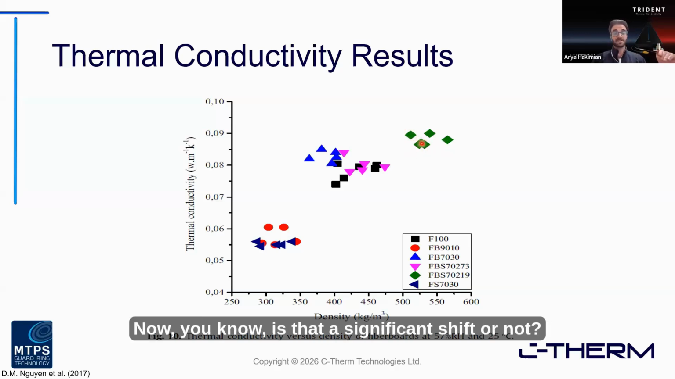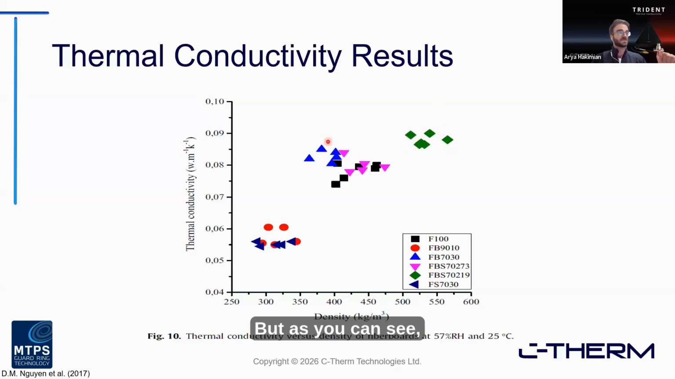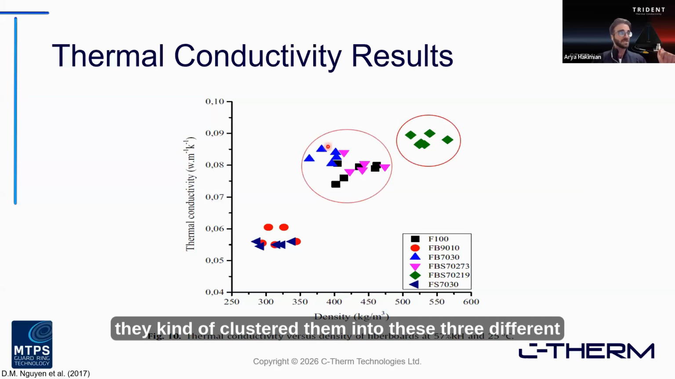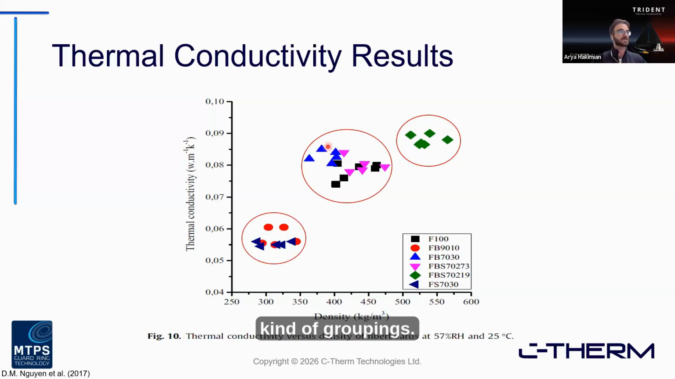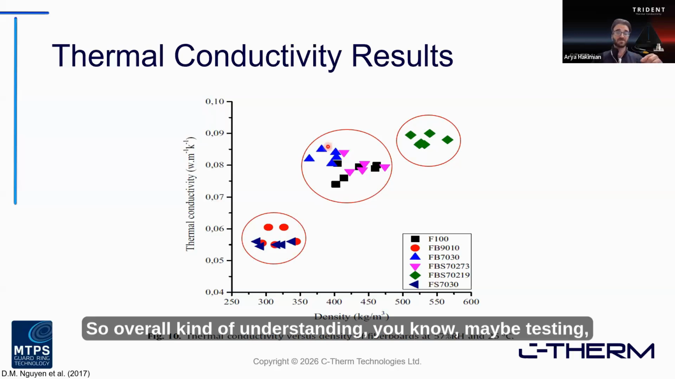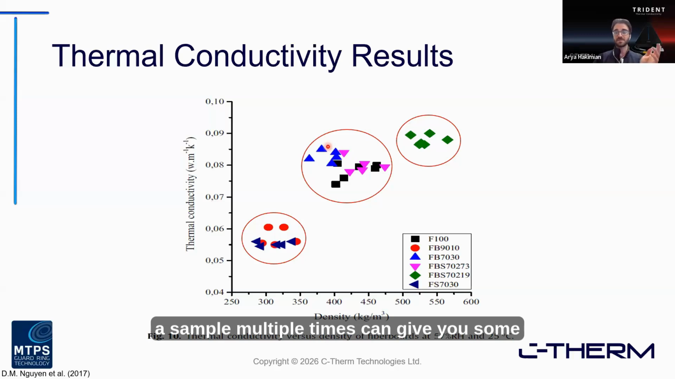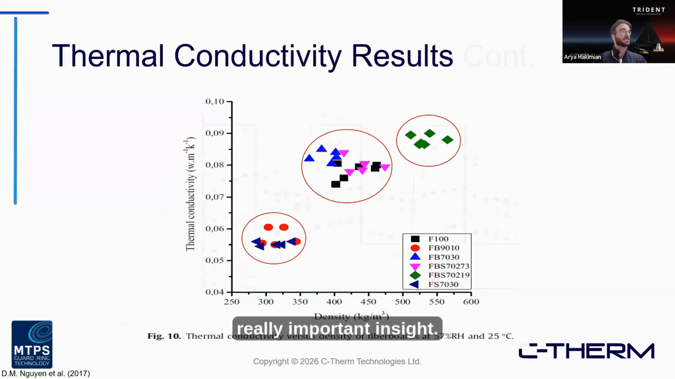Now, is that a significant shift or not? But as you can see, they clustered them into these 3 different groupings. So overall, understanding, maybe testing, again, either at different locations on a sample or testing a sample multiple times can give you some really important insight.